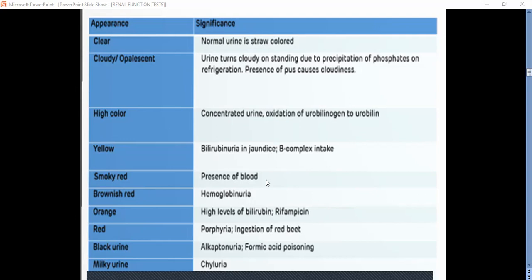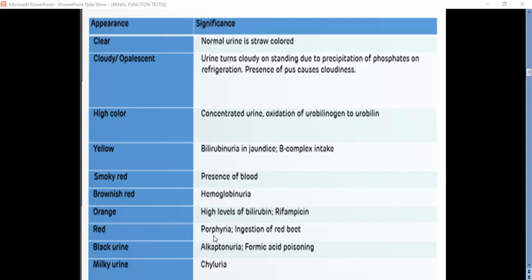If any RBCs are present, they are big cells that are not at all cleared by glomerular filtration, or if they are filtered, they are completely reabsorbed. So if they come out, it means there is some presence of blood, which leads to some kidney dysfunction. Brownish red means a greater amount of hemoglobin is released in the urine. Orange means high levels of bilirubin, or you have taken the antibiotic rifampicin.